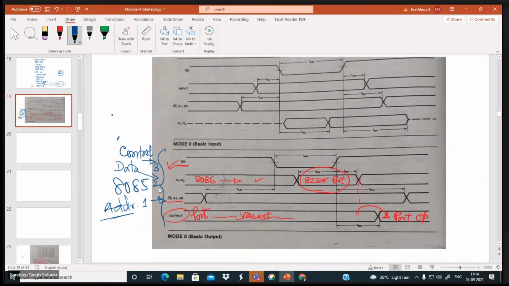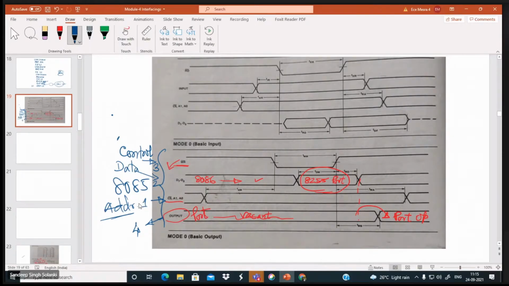After this we will be having the fourth part. The fourth part is that you will be reading the data from 8255. That is the operation we are discussing. So this is your fourth part. Am I clear? And why we are showing it like this, you will come to know.